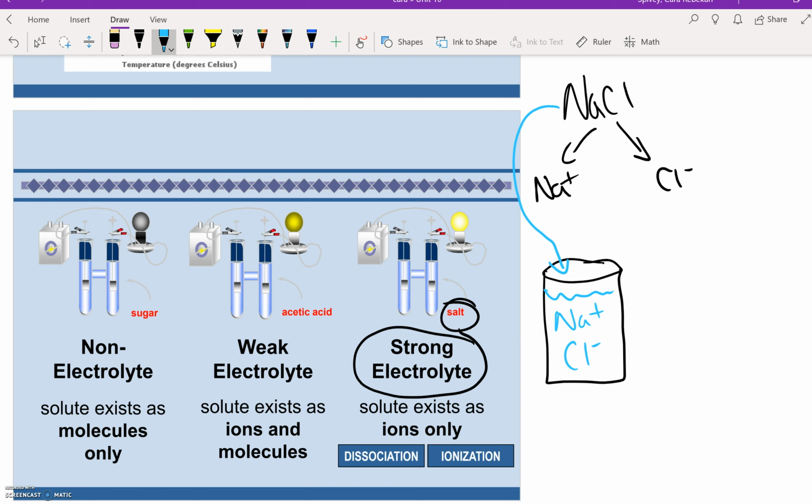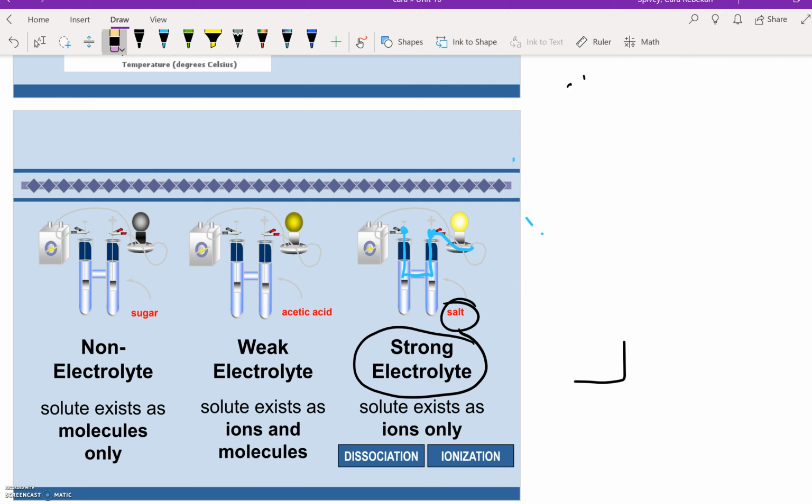So looking at our battery here, we see that we have our positive and negative plugged up. The energy is able to flow through this liquid and continue on to the light bulb to cause the light bulb to light up. So strong electrolytes completely dissociate in water, allowing them to let energy flow through them, thus causing a bright light bulb if you were to have that.